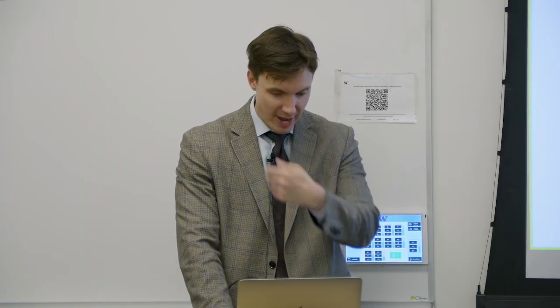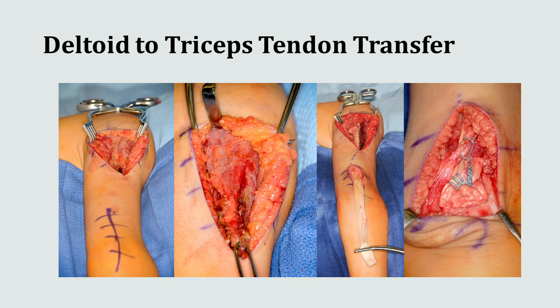Okay, sorry about that. So we're going to now show some photos of actual surgery. So if anyone is squeamish, feel free to look away. So this is what a deltoid to triceps tendon transfer looks like. So we're looking at the patient face down on the operating room table, and the arm is spread out across a hand table here. So we're kind of looking up the barrel from the hand up towards the shoulder.